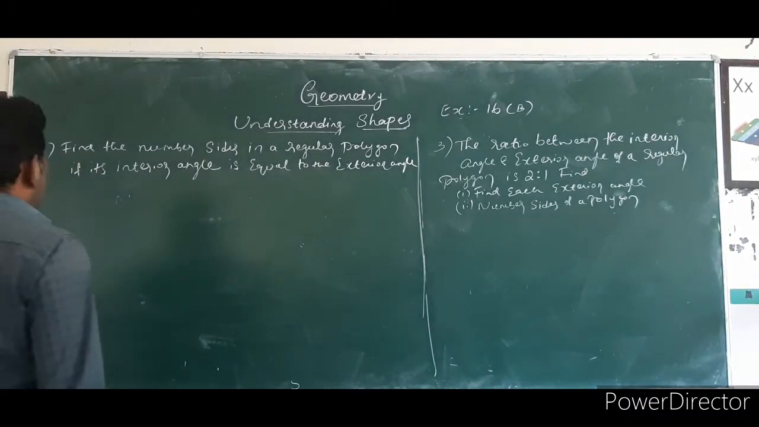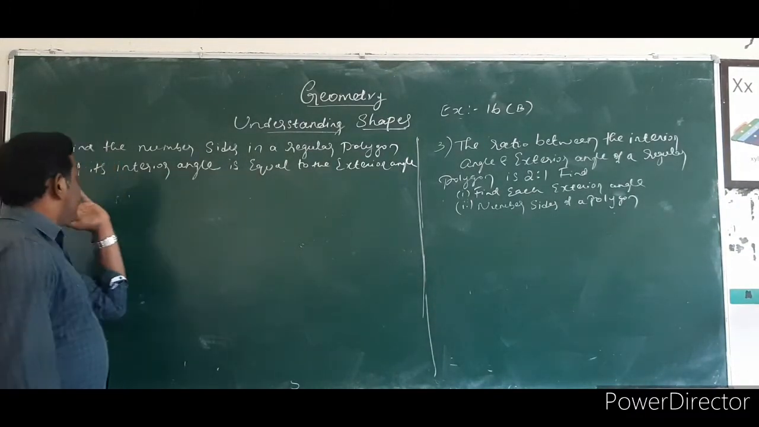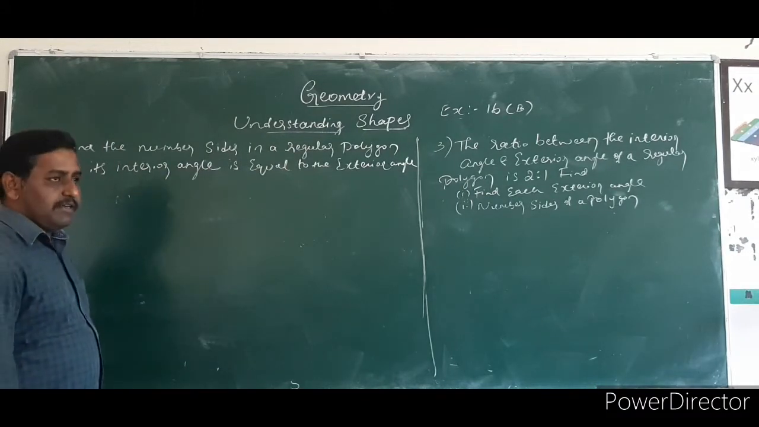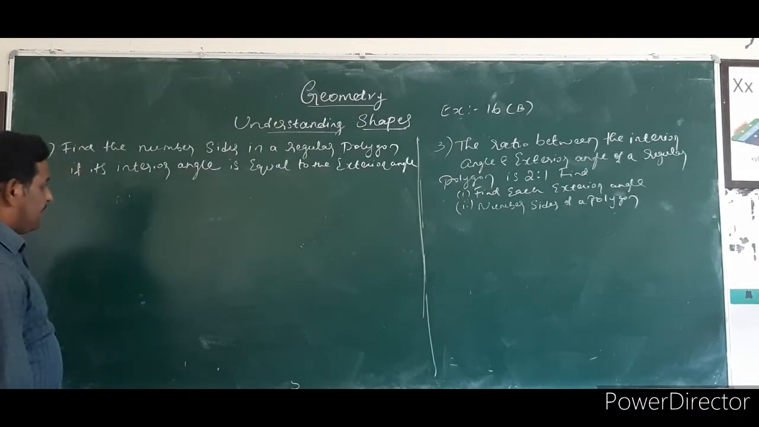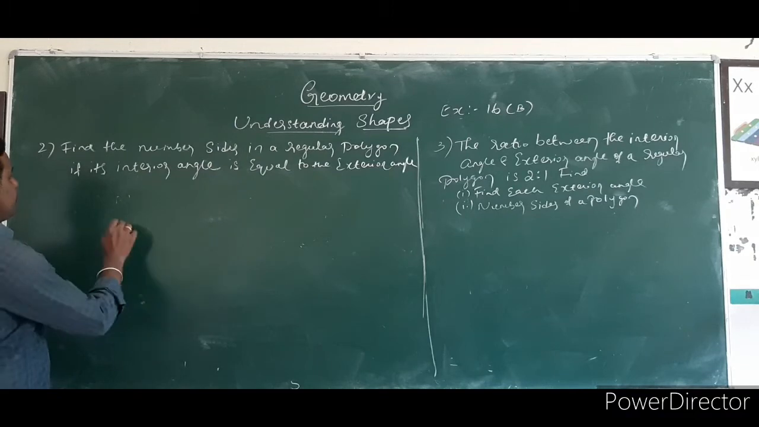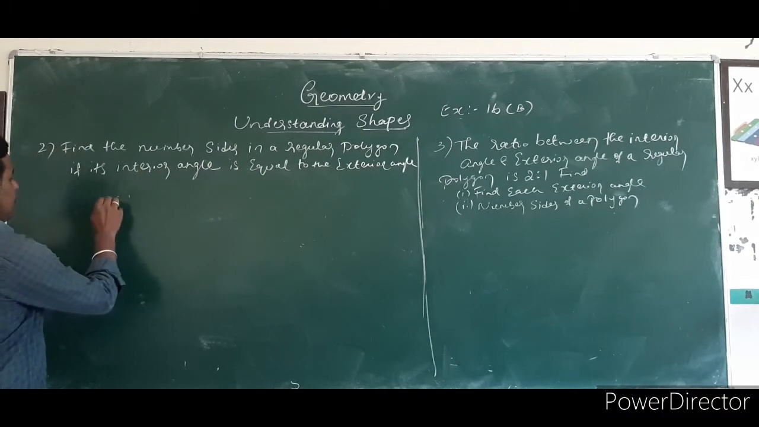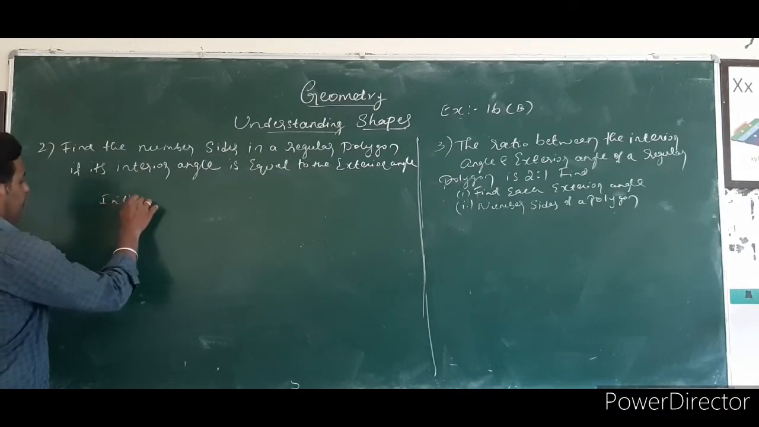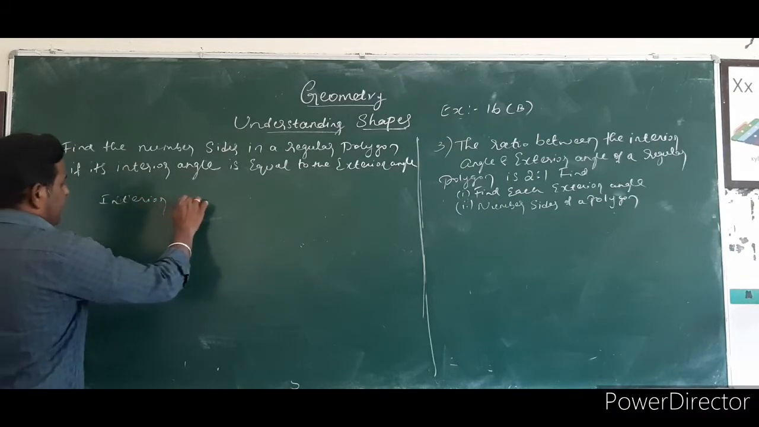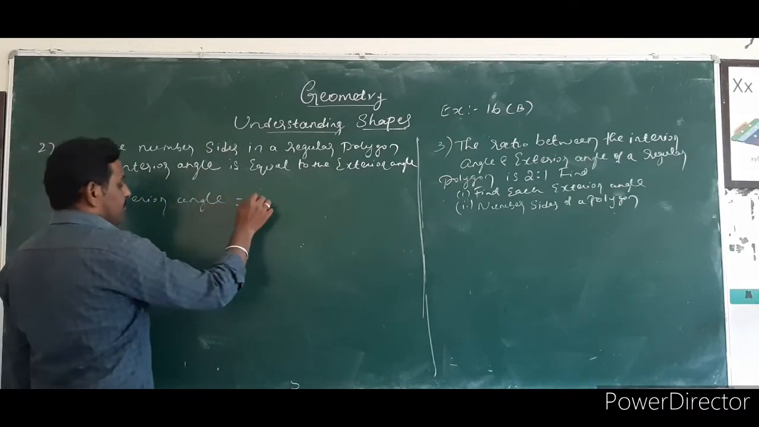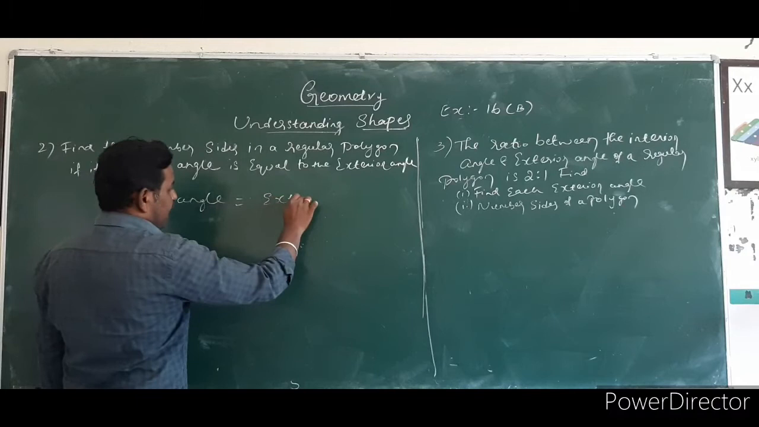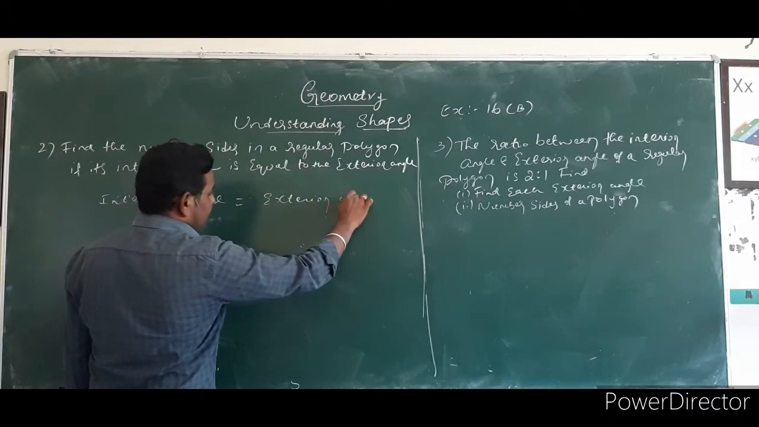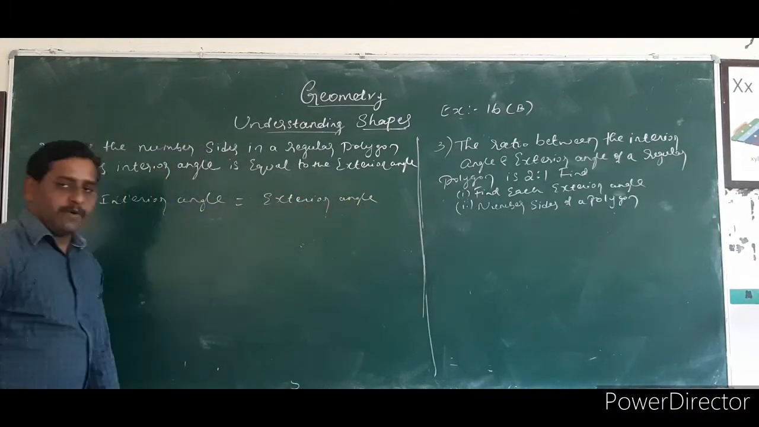Next problem. Find the number of sides in a regular polygon if its interior angle is equal to its exterior angle. So interior angle is equal to exterior angle, and we have to find the number of sides.